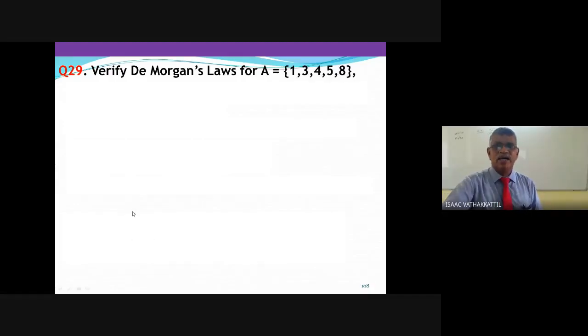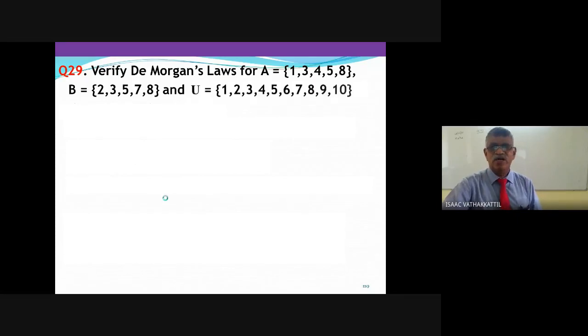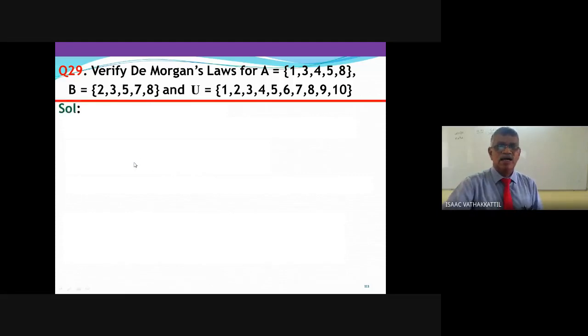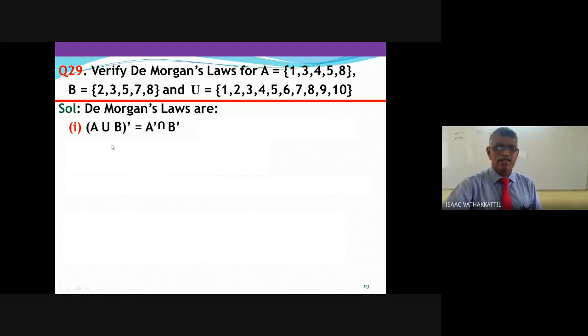Let's take that. Verify De Morgan's laws. A is 1, 3, 4, 5, 8. B is 2, 3, 5, 7, 8. The universal set is 1, 2, 3, 4, 5, 6, 7, 8, 9, 10. What are to be verified? The De Morgan laws. One is A union B whole dash is A dash intersection B dash, and A intersection B whole dash is A dash union B dash.